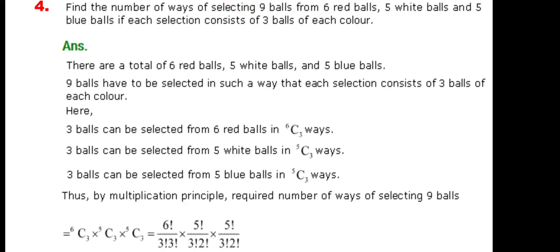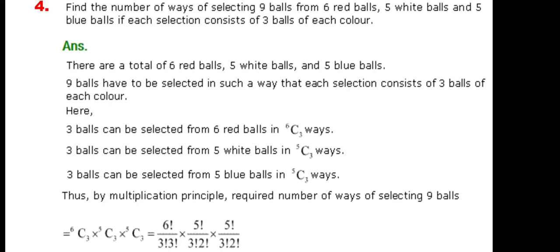The students, we need to select 9 balls. So we are already getting 9 balls, because if we select 3 balls from each color, so 3 plus 3 is 6, plus 3 is 9, 9 balls are already selected from the 3 colors. So there will be nothing more selections apart from this.